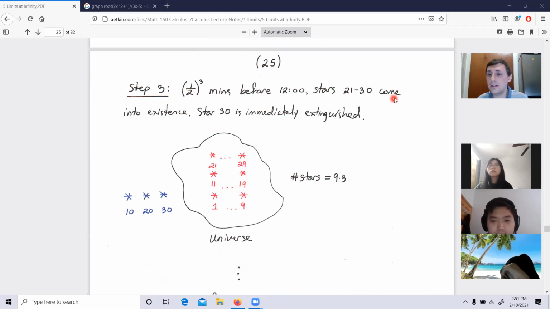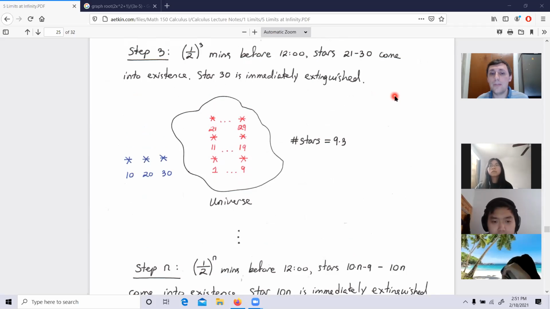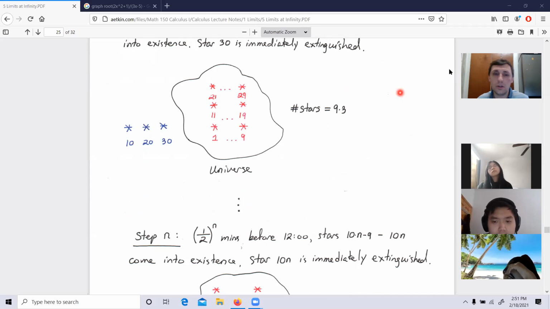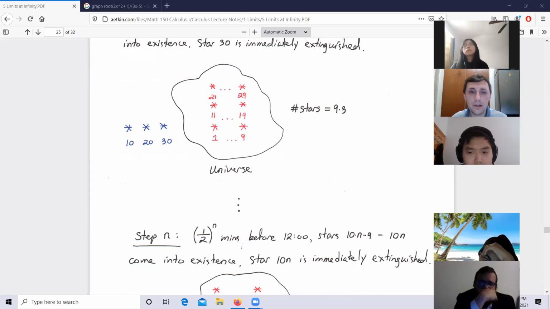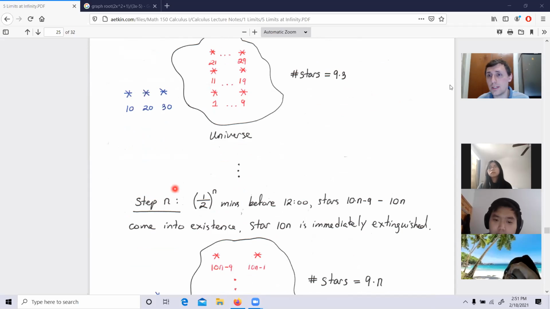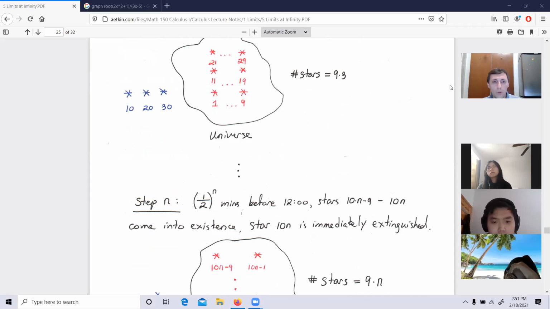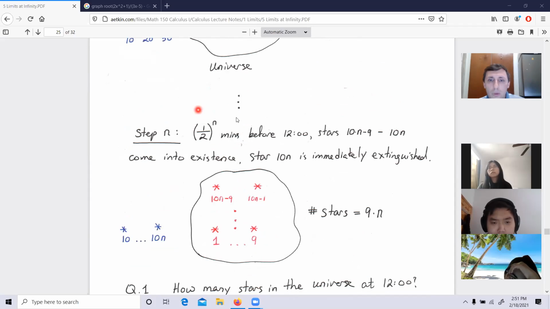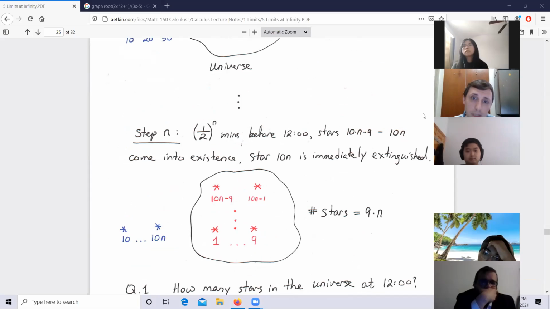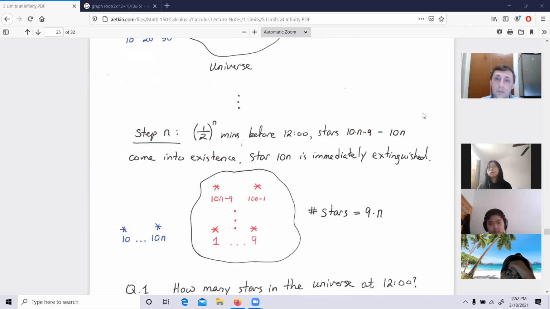Okay, guys, do you understand? Now, you see, we want a general pattern. You understand what's going to happen? Now, 1/2 to the power of n. All that means is I want to describe an arbitrary step. 1/2 to the power of n, where n is 1, 2, 3. At the 1/2 to the power of n step, what happens is that the stars numbered 10 times n minus 9 all the way to 10 times n come into existence, with star 10 times n immediately vanishing. You understand? So you can see how it works, right?